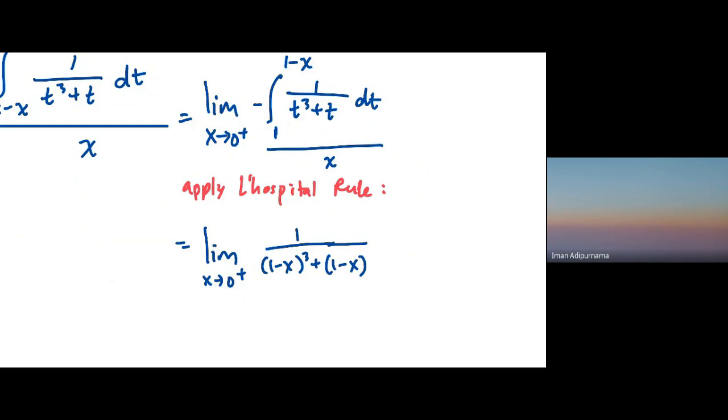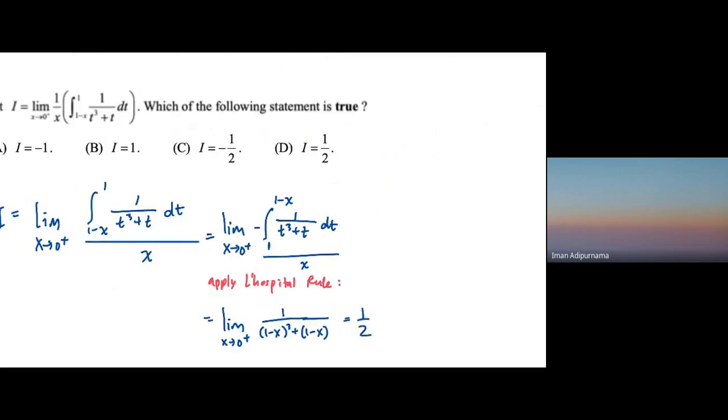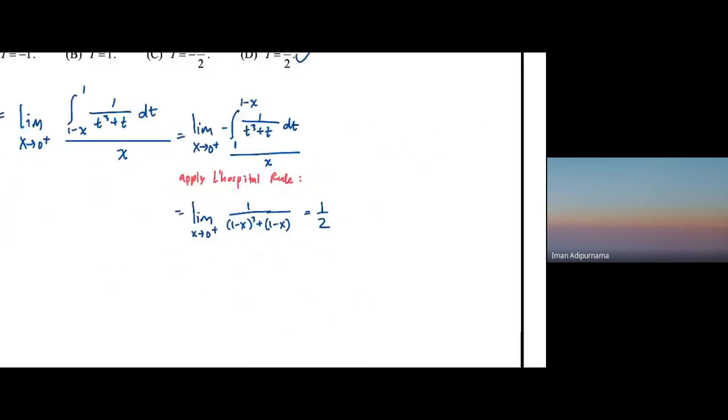So we can just plug in the 0 inside here. Plug in 0, 1 over 1 plus 1, 1 over 2. Okay. So it will be D.